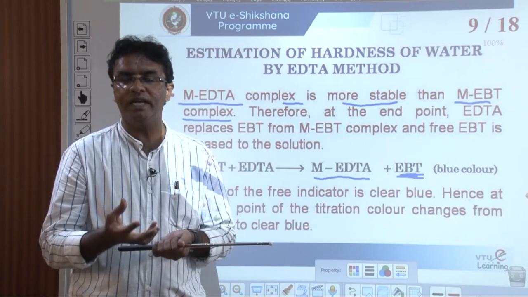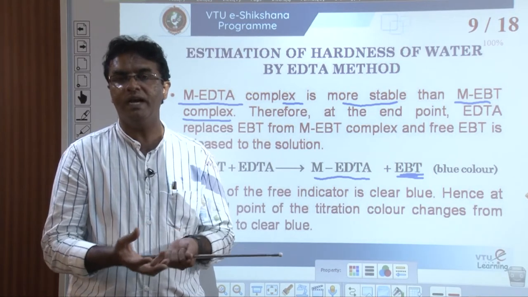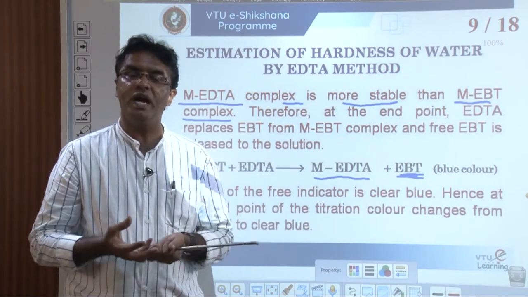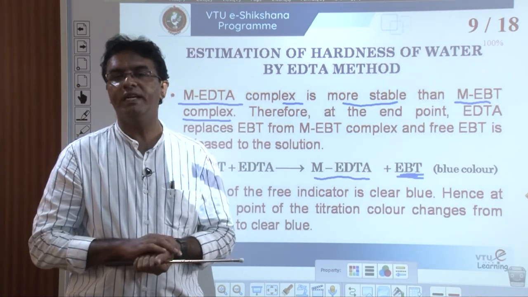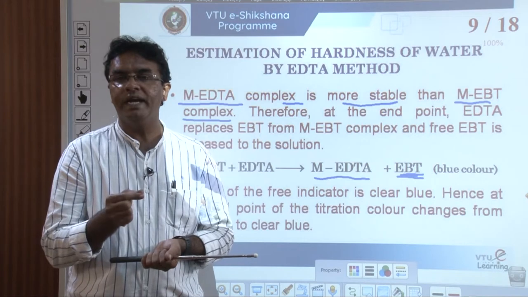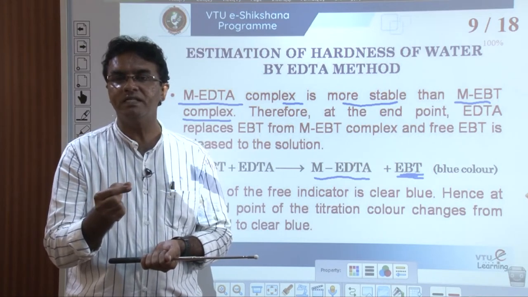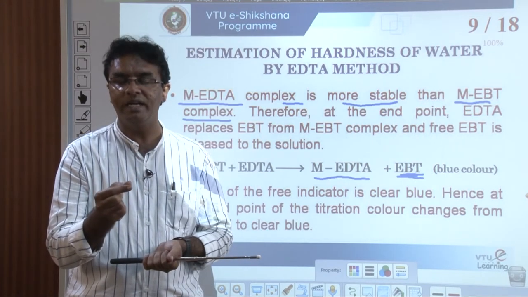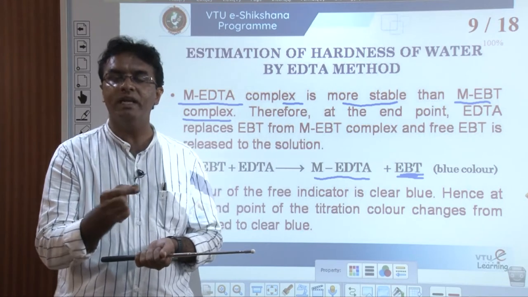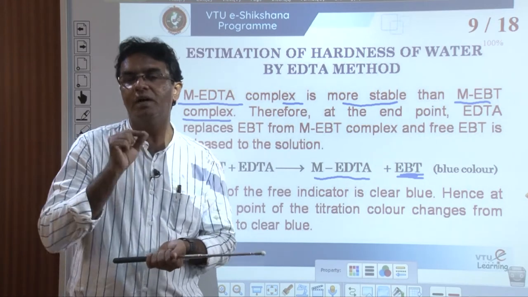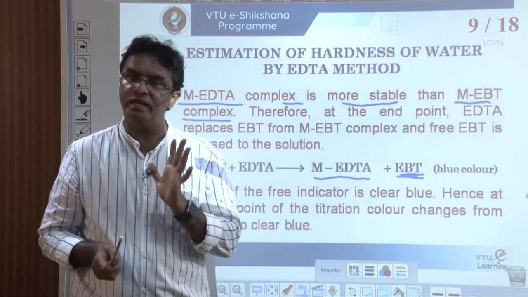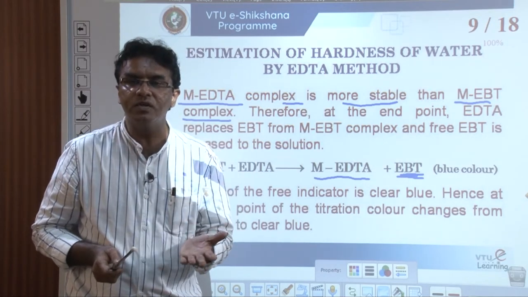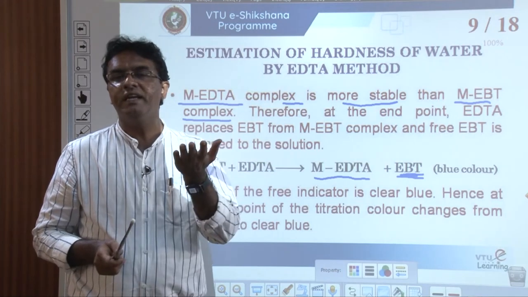In a conical flask, we take 25 ml of the hard water. To that, we add the required amount of ammonium chloride buffer to maintain the pH at 10. Then we add a small amount of eriochrome black T indicator. The indicator forms a complex with some of the metal ions, forming the metal ion indicator complex, the metal ion EBT complex. The color of the complex is wine red. Therefore, the moment you add the indicator, you get wine red color. And the wine red colored solution you are titrating against EDTA.